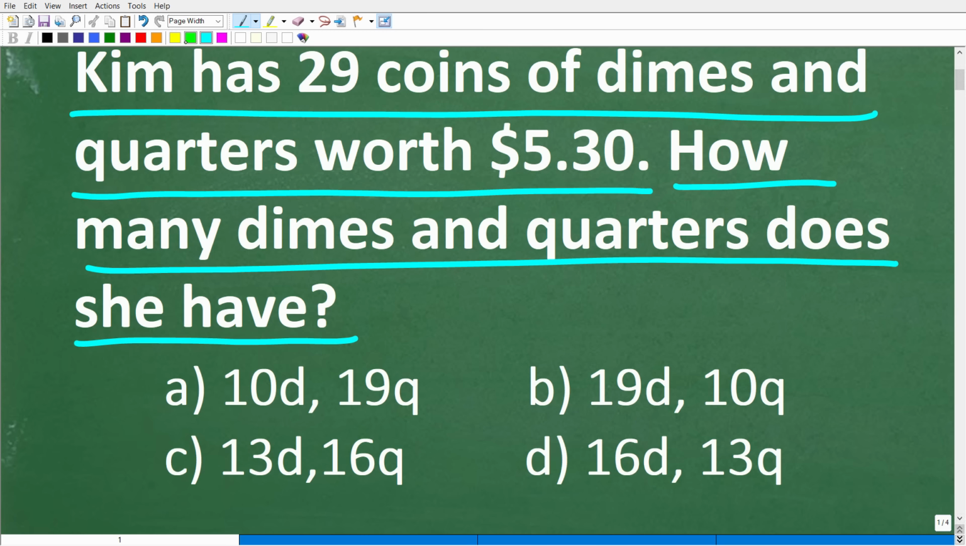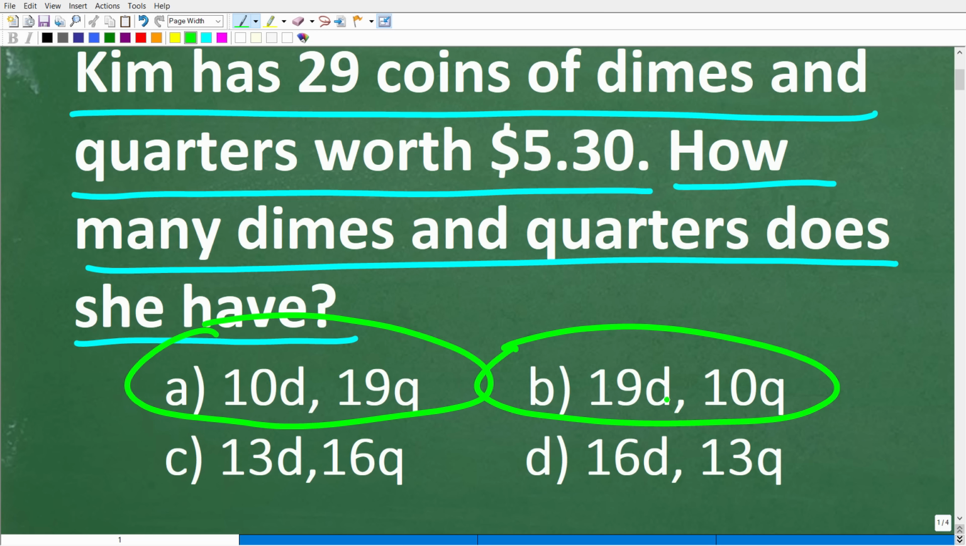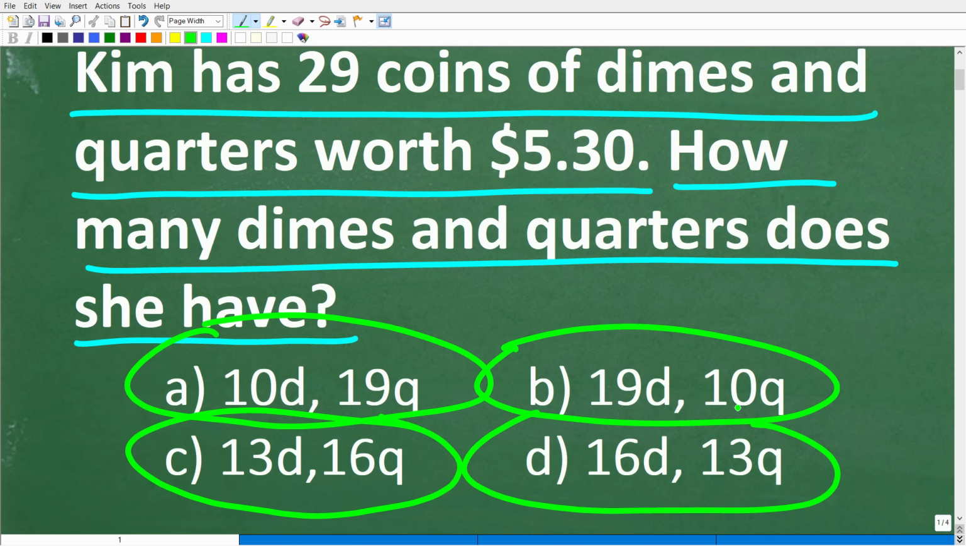Let's take a look at our answers. A is 10 dimes and 19 quarters. B is 19 dimes and 10 quarters. C is 13 dimes and 16 quarters. And D is 16 dimes and 13 quarters.